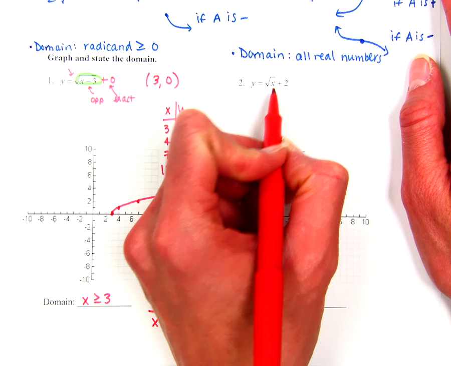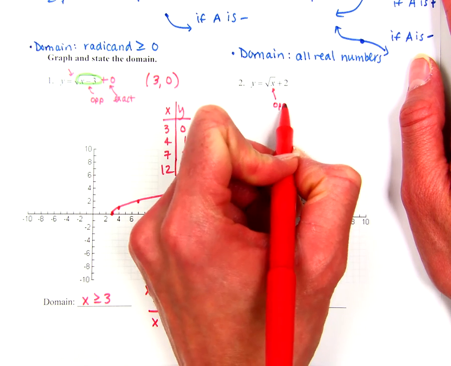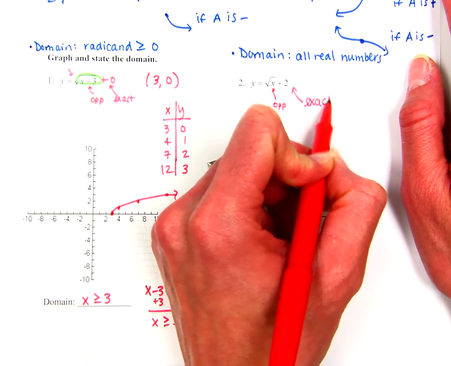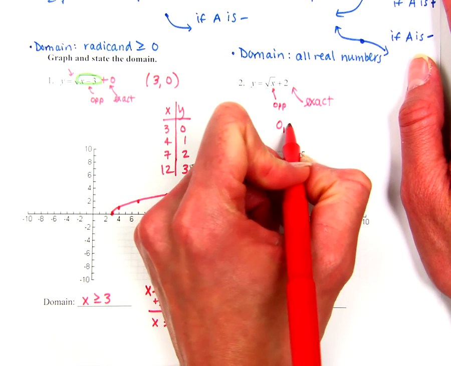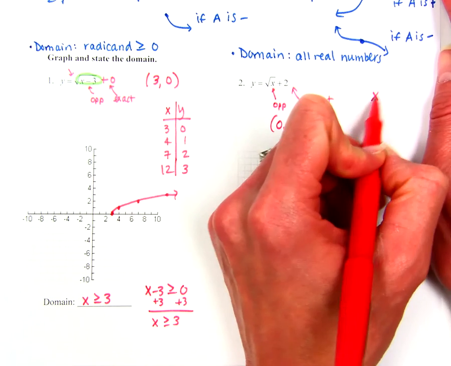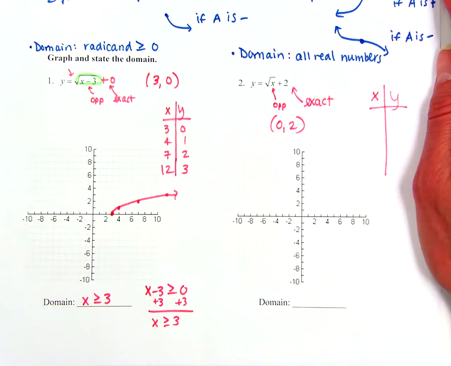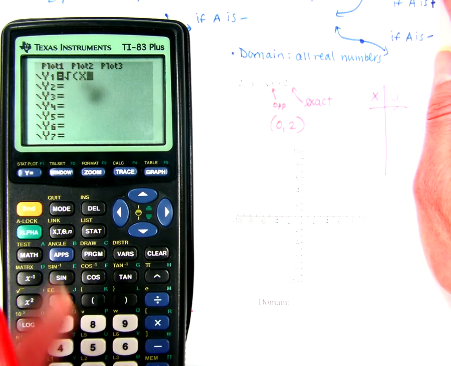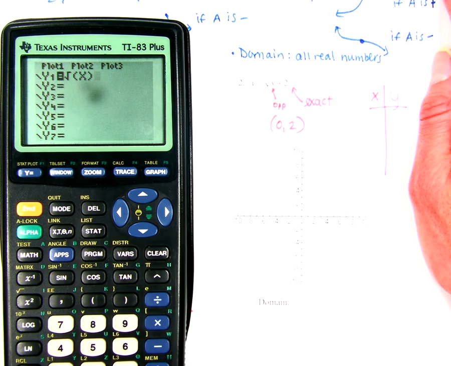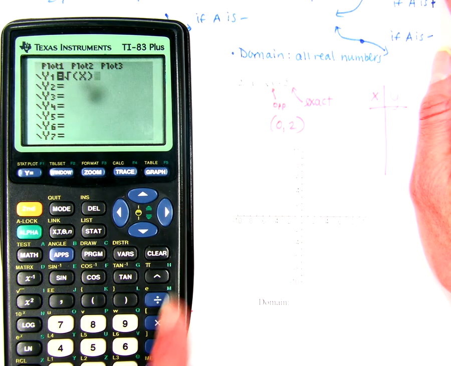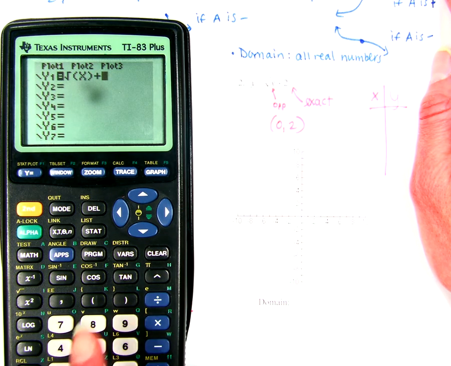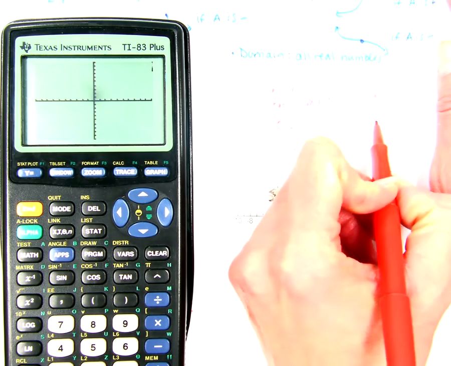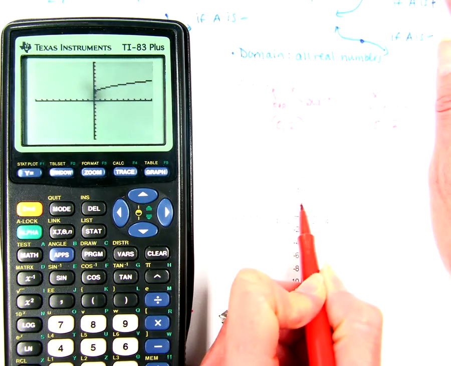Alright, so this is also a square root. You look at the number that's the opposite in here and exactly the number that's outside. So that tells me I'm going to start at 0, 2. So I'm going to make my table of values. If I've got the square root of x, make sure that you close the parentheses, or if you have the new calculator, you hit the right arrow to get out of the radical, and then add 2. So we know we're going to start at 0, 2, and that's what it looks like over here.